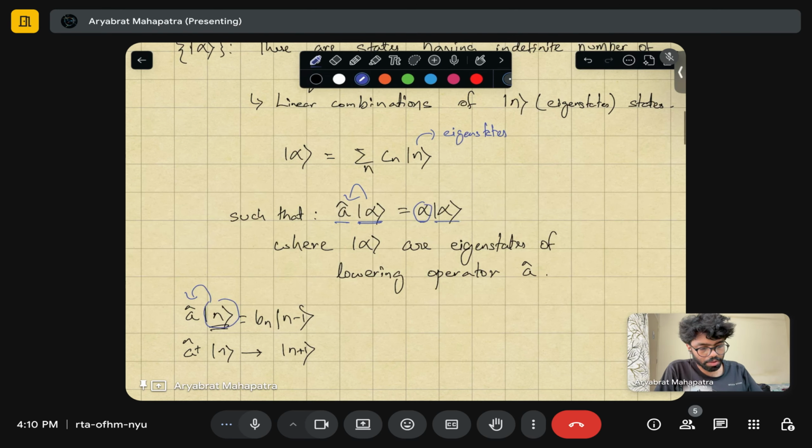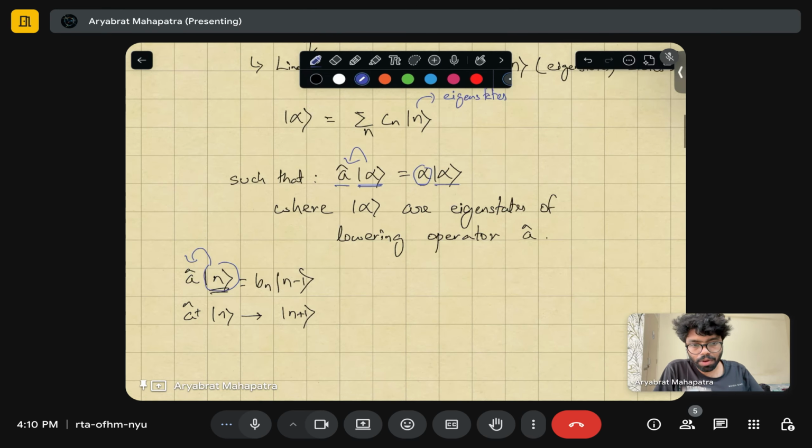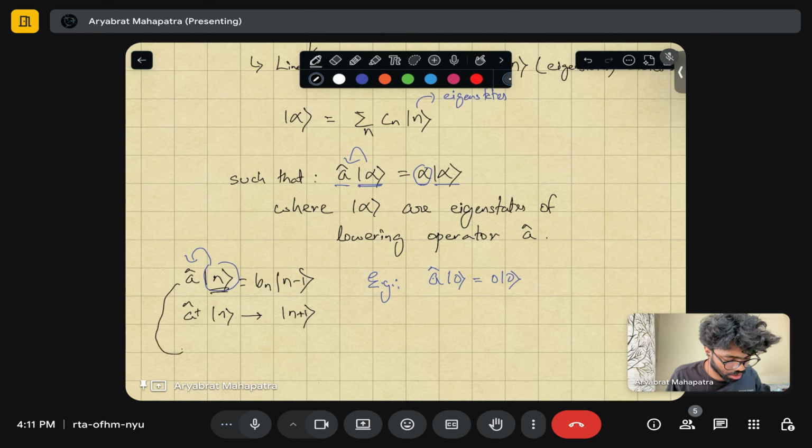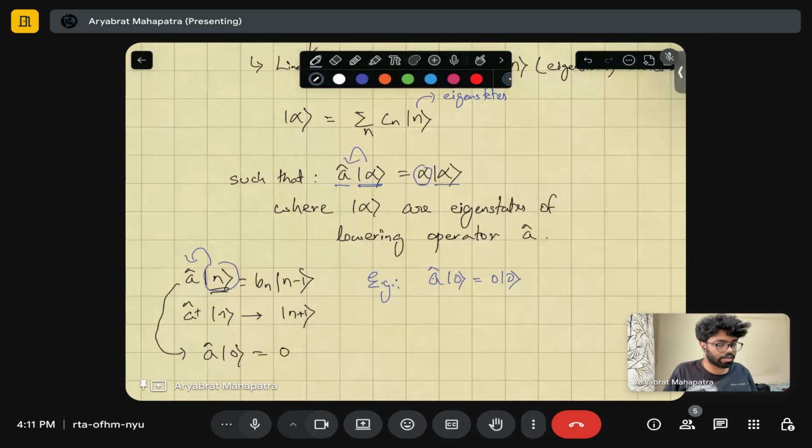One example of a coherent state would be the zero state of the harmonic oscillator system. If you act A on it, you get 0. From this rule, if A acts on 0, it is basically 0. Otherwise, I can write it this way.